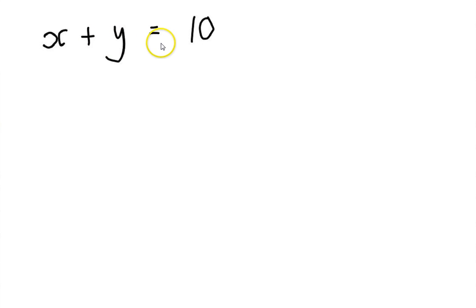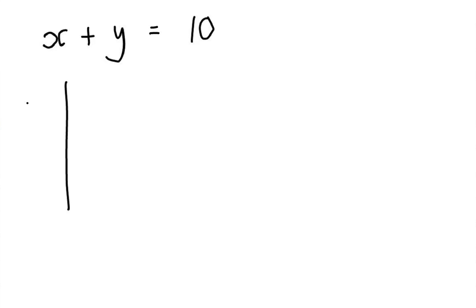Okay, we're going to do one more example, and that's this one. x plus y equals 10. This is a bit different to normal, because in previous examples we had just x and a number on one side of the equation. This has been rearranged slightly, so we've got x plus y equals 10.